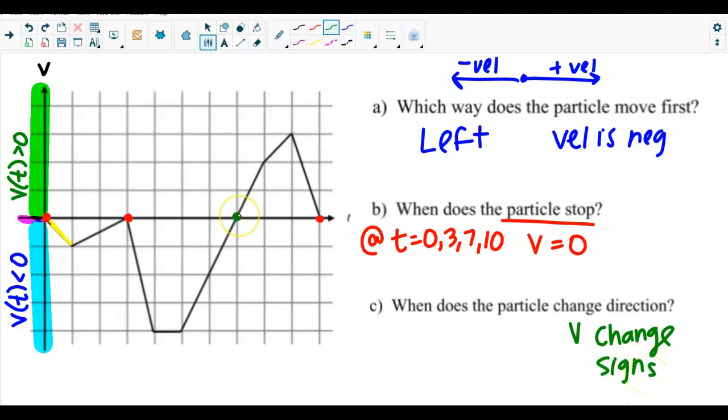It actually happens at time of 7. Because all of this here is left, and then all this here has positive velocity, so it's right. So at time of 7 seconds, our velocity changes directions.